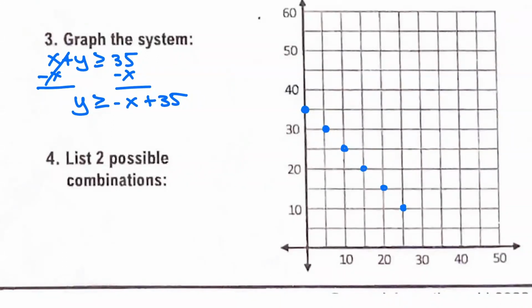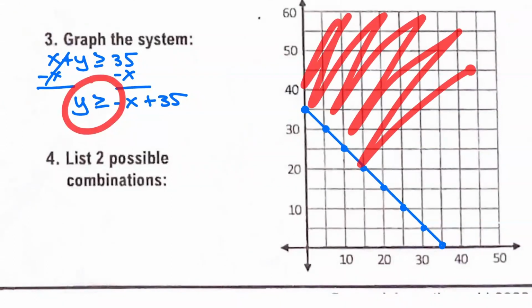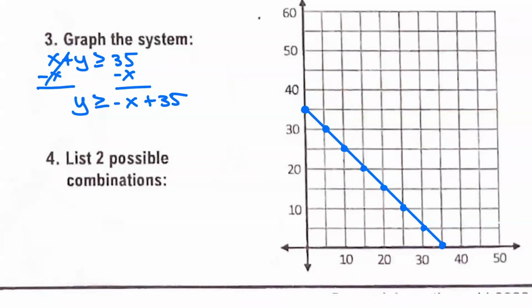Looking ahead as I'm putting in these dots, because there is an equal sign down here, this is going to be a solid line. Unfortunately, they did not get creative on these ones, but on your homework problems, they will definitely have some dashed lines when there is no equal sign down there. And it says I want it to be greater than.